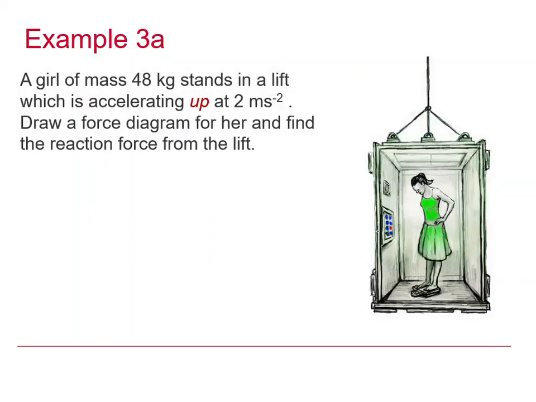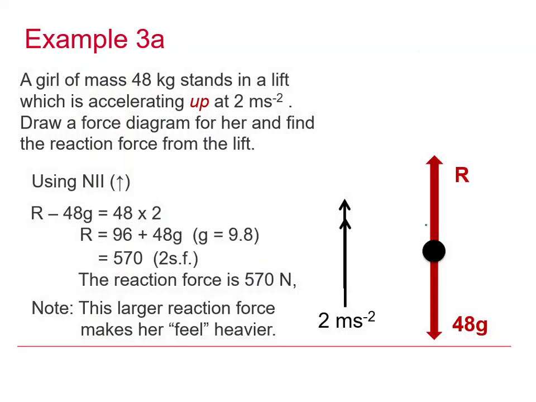Now let's look in the same spirit at the way we deal with someone in a lift. So we need to draw a force diagram for her and find the reaction force from the lift. Again, we represent her as a particle. She's got a weight acting upon her, 48g, and the reason that she doesn't go shooting down the lift shaft is that the floor is exerting a reaction force upwards on her, which I've denoted there by R. And we've got an acceleration of 2 meters per second squared upwards.